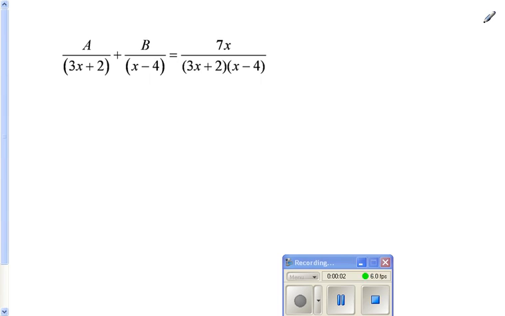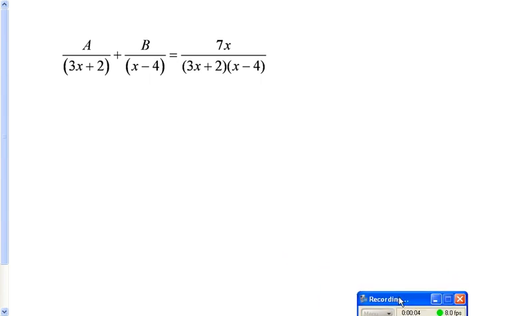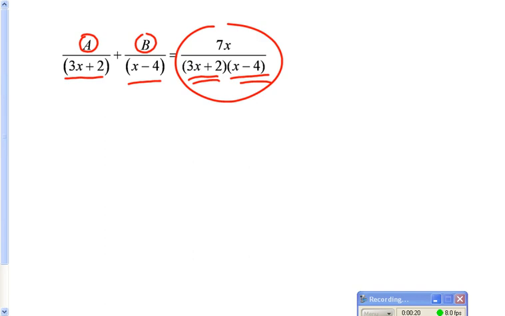Alright, so when we use the method of partial fractions, we're taking a fraction with a product for the denominator and splitting it up into two fractions with unknown numerators where the denominators are the factors in the original product. Let's look at how we do that.